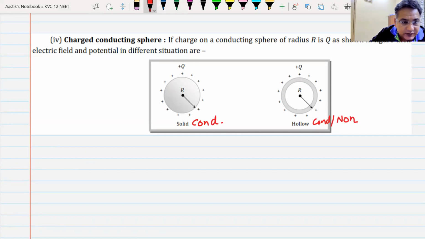Now you must remember what the electric field outside is. I told you that the electric field outside is the same as the electric field due to a point charge, and therefore the electric potential is also the same as the electric potential due to a point charge. Do we understand this? Yes, sir.